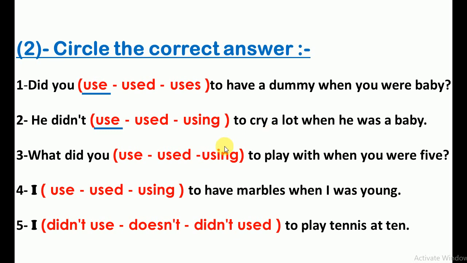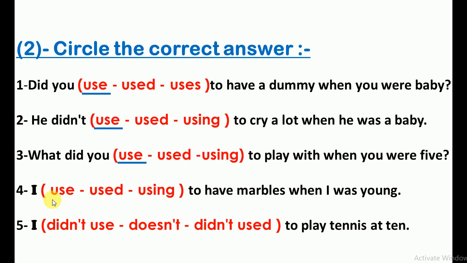Number 3. What did you use or using to play with when you were 5? What's the answer? Smart boy, good job. You see here, did. So it's clear now. After did or didn't, we use the infinitive form. What did you use to play with when you were 5? Good job. Number 4. Do you have did or didn't?